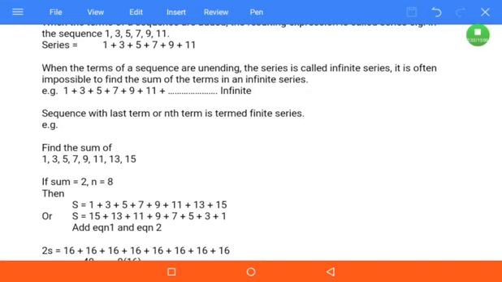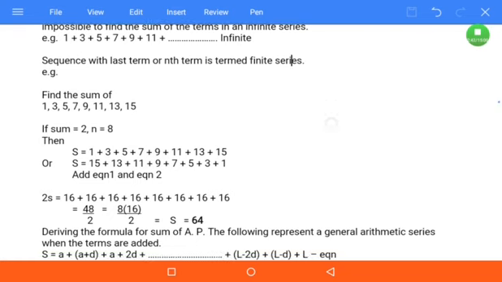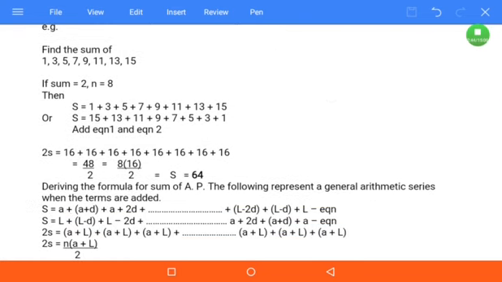Okay, so we say a sequence with a last term or end term is termed a finite sequence. Can you see that? So that should be sequence, not series. Now, if you are given this sequence and asked to find the sum, what do you do? Is this a finite sequence or an infinite sequence? Of course, you should know it is a finite sequence because we know the last term. The last term or the end term is what? 15.